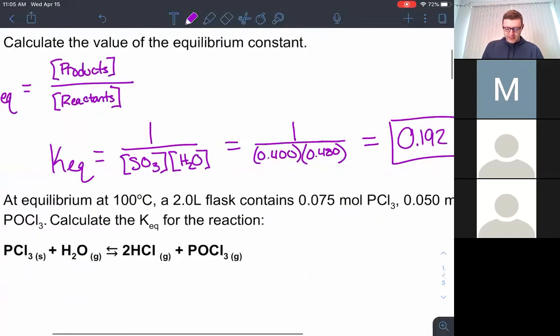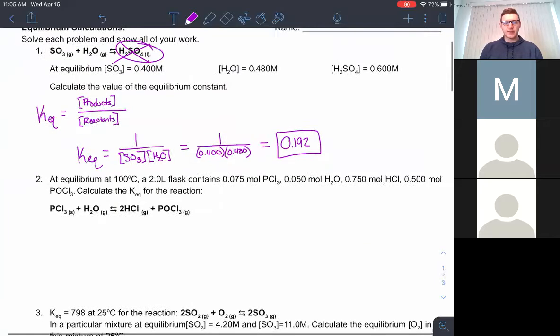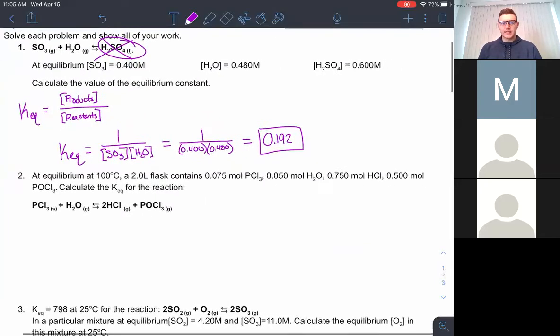Okay, so if we read this next problem, it says, at equilibrium, at 100 degrees Celsius, a 2-liter flask contains 0.075 moles of PCl3, 0.05 moles of H2O, 0.75 moles of HCl, and 0.5 moles of POCl3. Calculate the equilibrium constant for this reaction.